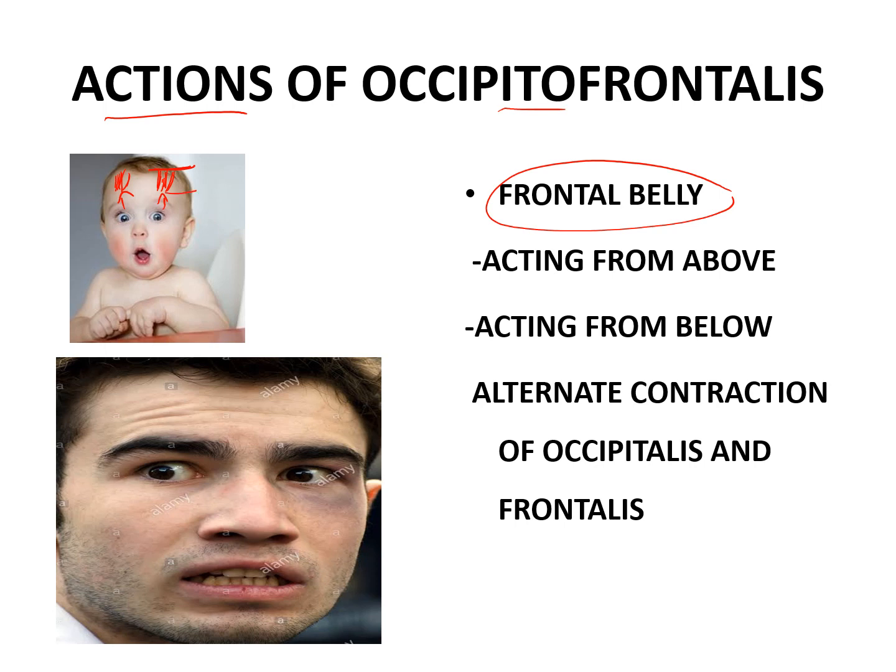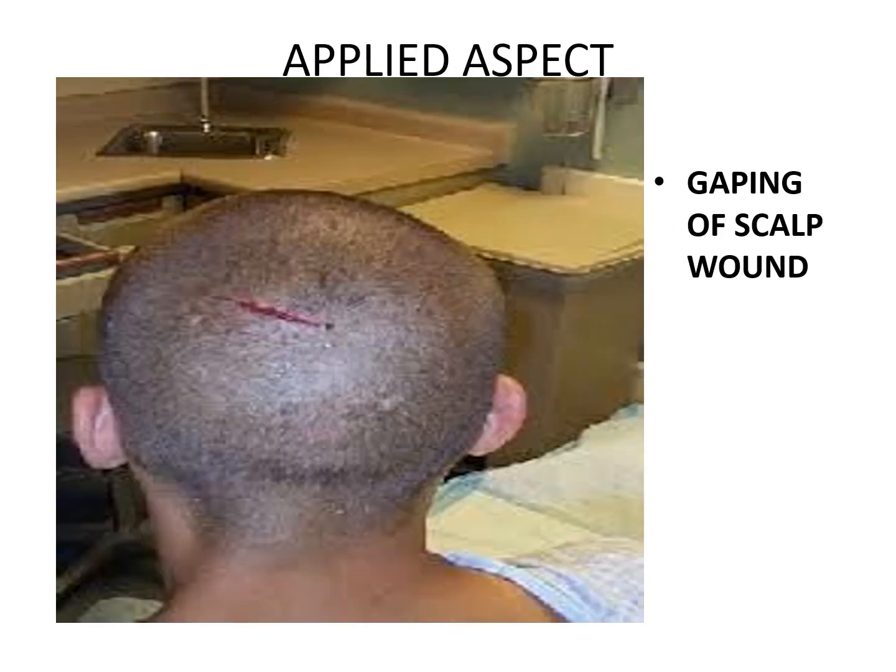Now acting from below, it will produce transverse wrinkles on the forehead as in case of fright. When both the muscles act alternatively, the scalp will move front and back. That is, the scalp will move anteriorly and posteriorly. Now the applied aspect is in this epicranial aponeurosis.